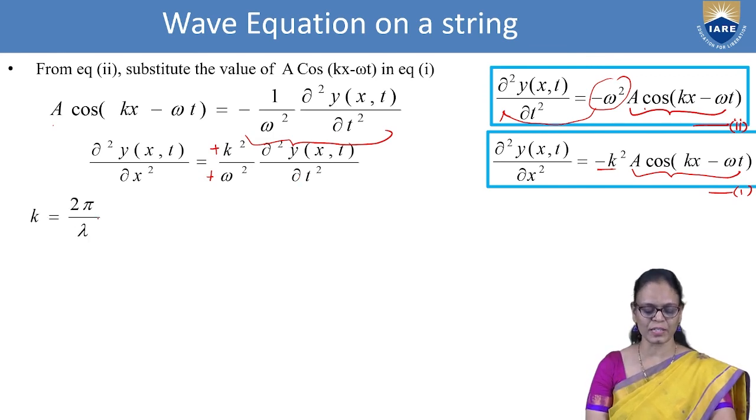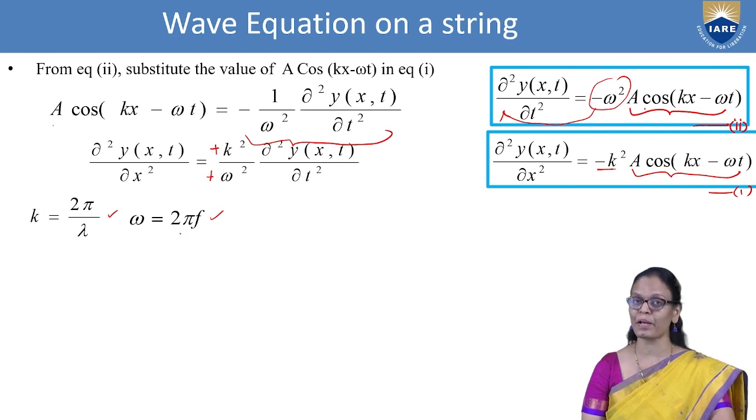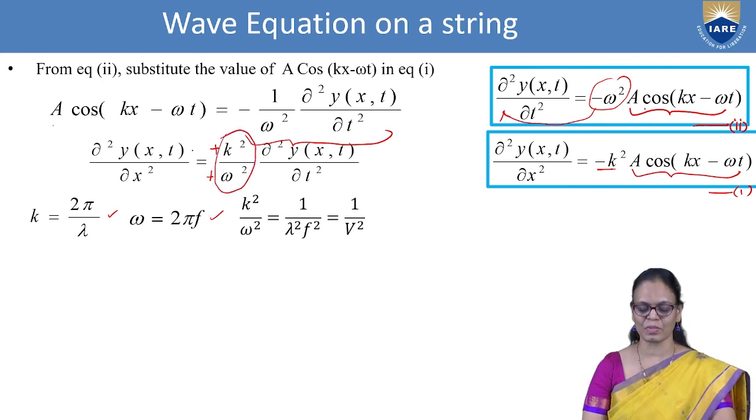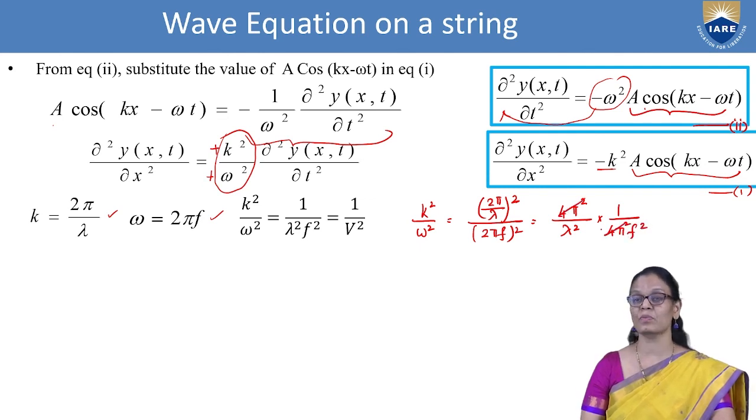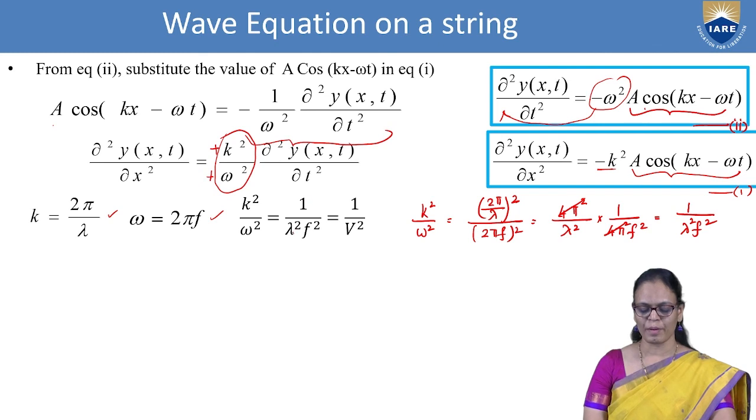Now let us make the substitution. k is equal to 2π/λ, which is the wave vector, and ω is equal to 2πf. You can write it as 2π/T or 2πf. Now we want k²/ω². So how do you get k²/ω²? Our k is 2π/λ, whole square, upon ω, which is 2πf, whole square. So (2π/λ)² will be 4π²/λ², and in the denominator we have still 4π²f². 4π² will get cancelled and we are left with 1/(λ²f²).